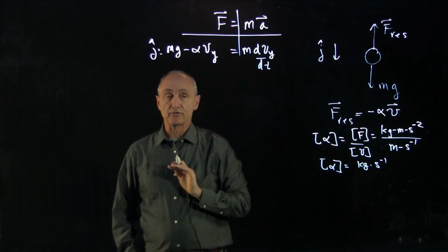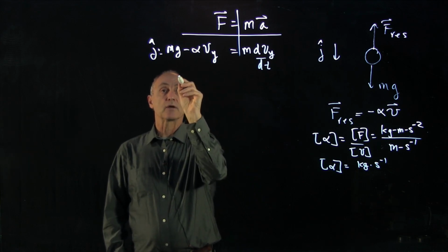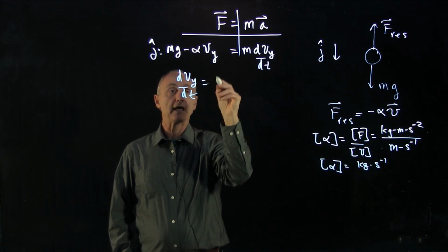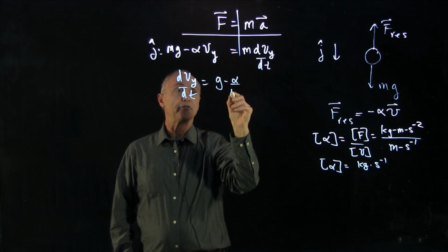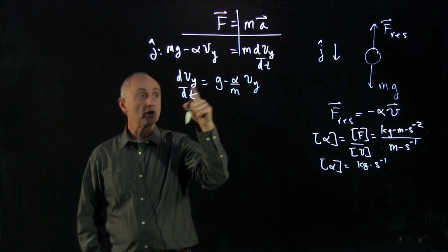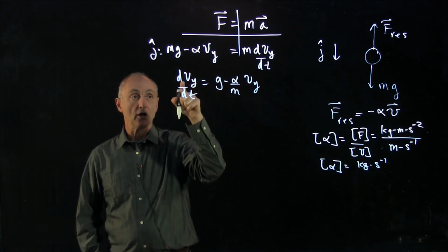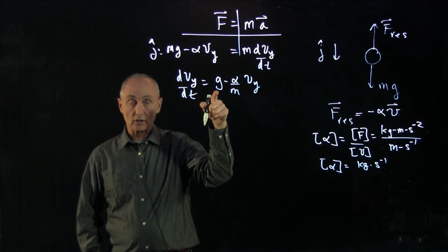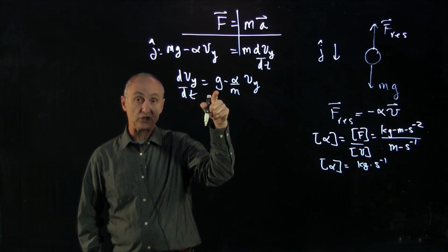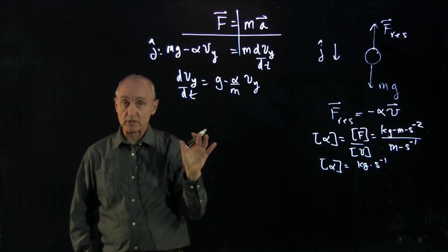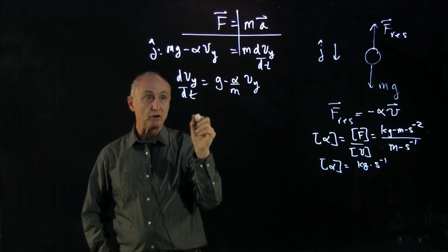This leads us to our differential equation, which is written as dvy dt equals, I'll divide through by m, g minus alpha over m vy. Now this is a linear in velocity, first order differential equation with a constant term in here, which is called an inhomogeneous linear first order differential equation. We shall solve this like we did with our other equations by separation of variables.